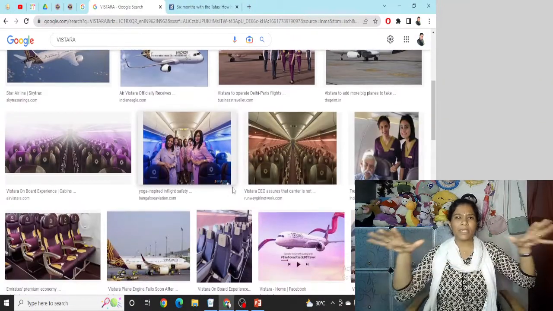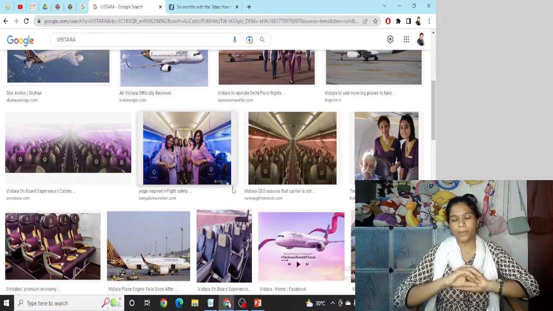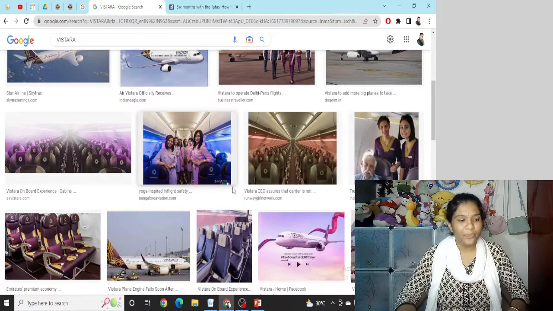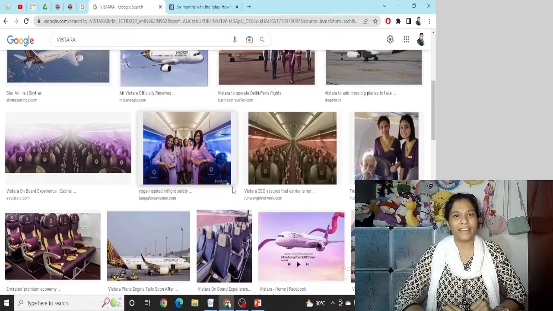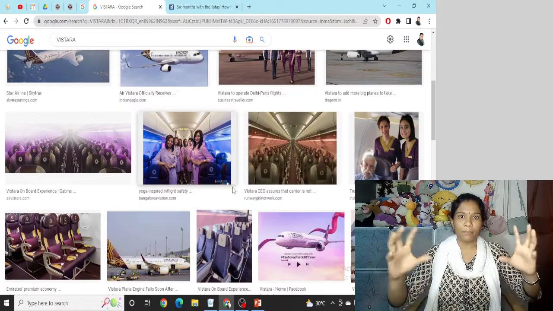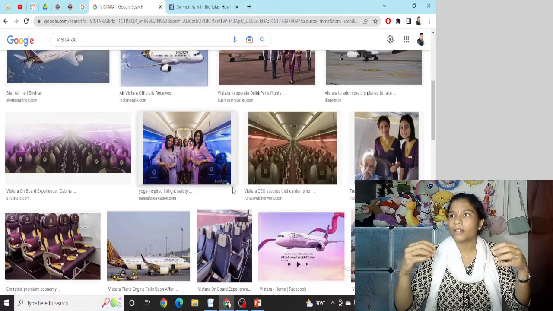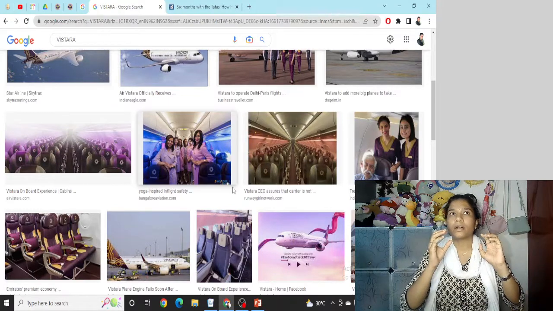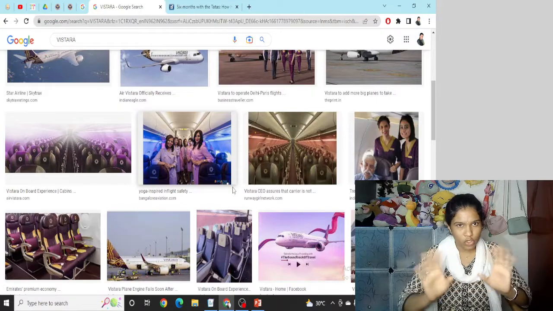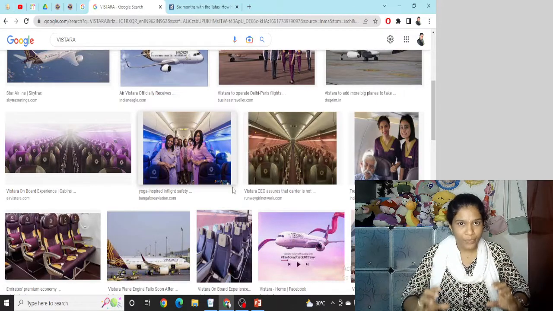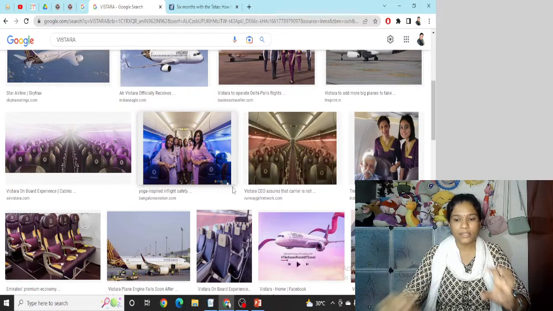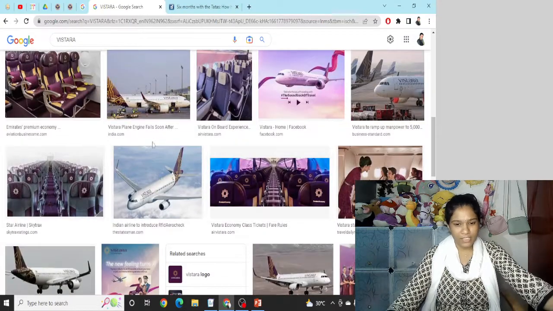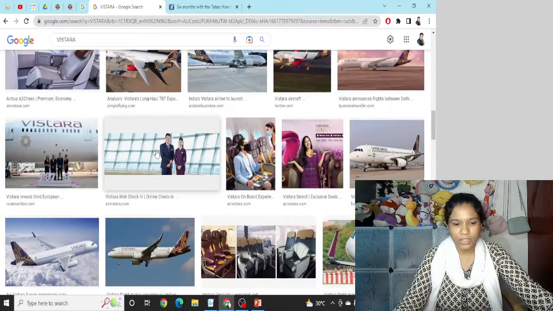Vistara is a premium airlines. The tickets are very pricey, and it's like an elite airlines. So Vistara is a premium brand. It's not like an economy brand. It's not a low cost carrier. It's like a premium brand. Vistara has these purple color seats and all that. It's nice, no? It's all a premium brand.